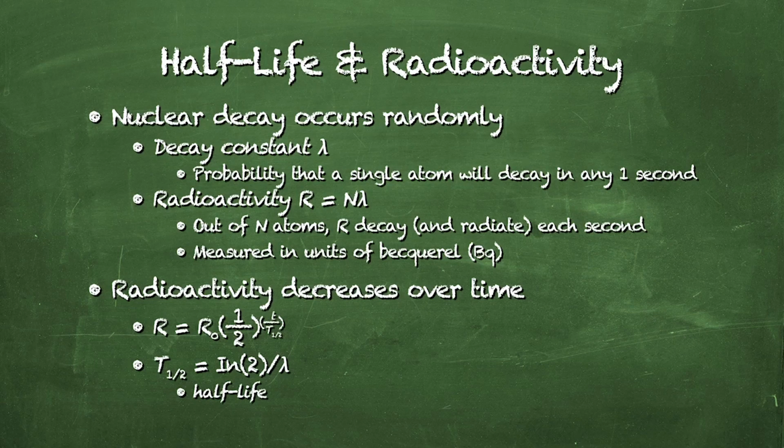And the radioactivity over time goes as radioactivity is equal to radioactivity 0 times 1/2 raised to the power of T divided by the number of half-lives. Let's work an example so that you can see that equation in action.